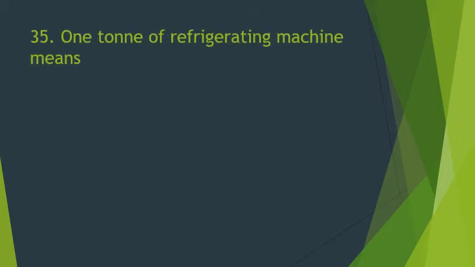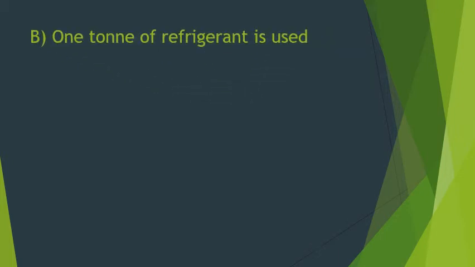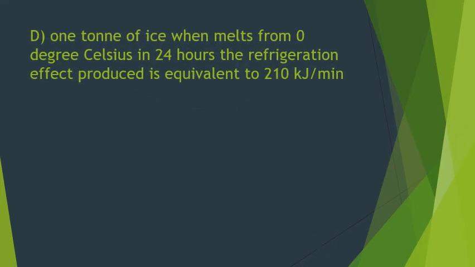1 ton of refrigerating machine means A. 1 ton is the total mass of the system. B. 1 ton of refrigerant is used. C. 1 ton of water can be converted into ice. D. 1 ton of ice when melts from 0 degrees Celsius in 24 hours, the refrigeration effect produced is equivalent to 210 kilojoules/min.